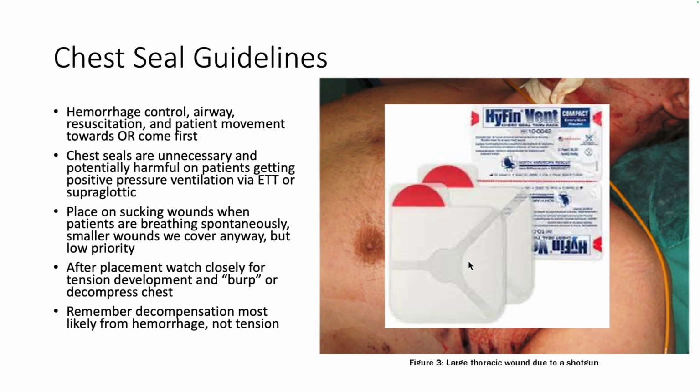But if we have a tube in that patient's mouth, or a surgical airway, then the chest seals should be open to allow air to leak out, so that we're not setting them up for a pneumo. So if the patient has a sucking chest wound, breathing spontaneously, we do cover the smaller wounds anyway, but we definitely want to cover the sucking chest wounds. But again, make sure that you're covering these higher value, more important things first. Obviously, we usually have lots of hands on scene, so there's people we can task that out.